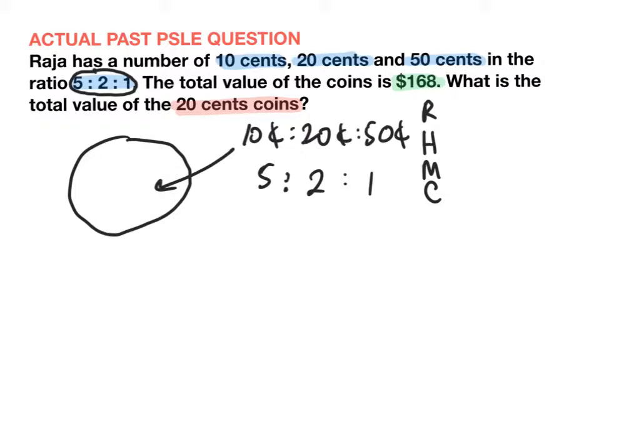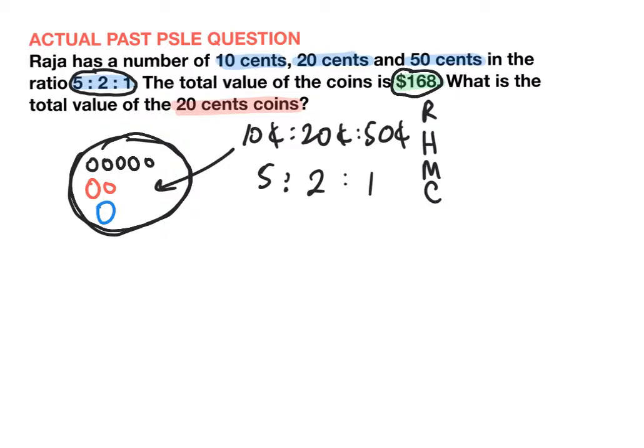Okay. Now, since I have the total value of the coins at $168 here, I try and find the total value of the coins in one of these bags. Okay, so imagine this: in one of these bags, there are 5 10-cent coins. 1, 2, 3, 4, 5, and there are 2 20-cent coins. 1, 2, and there is only 1 50-cent coin.